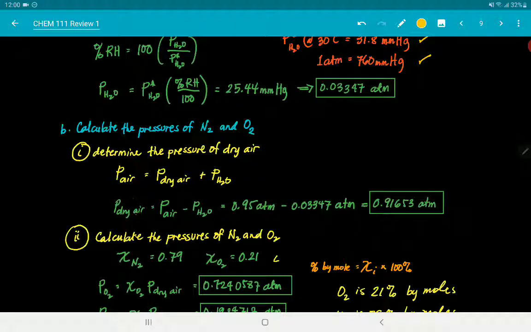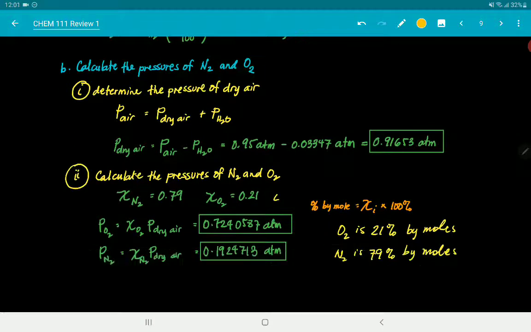So, the pressure of dry air is equal to the pressure of the ambient air minus the pressure of water, 0.95 atmospheres, that's the total pressure, minus 0.03347 atmospheres, that's for water, that's equal to 0.91653 atmospheres. So, that would be the pressure of your dry air. So after determining the pressure of the dry air, you can now calculate the pressures of nitrogen and oxygen.